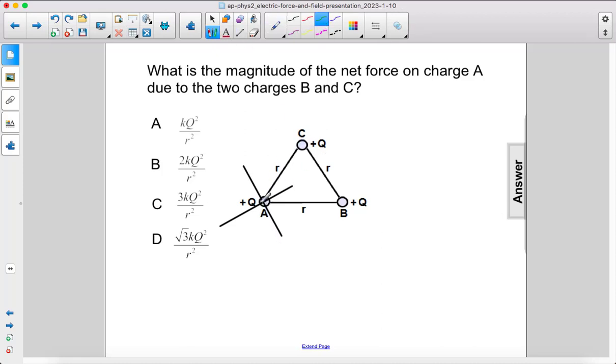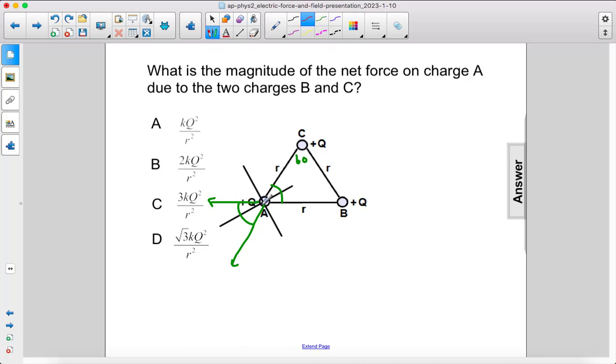All right, so we're going to have a force this way due to, or sorry, I drew that kind of poorly, this way due to charge C, and this way due to charge B. Now this is an equilateral triangle, meaning this angle here is 60, this is 60, this whole thing is 60, which means this whole thing is 60. And basically we have to break this down into components.